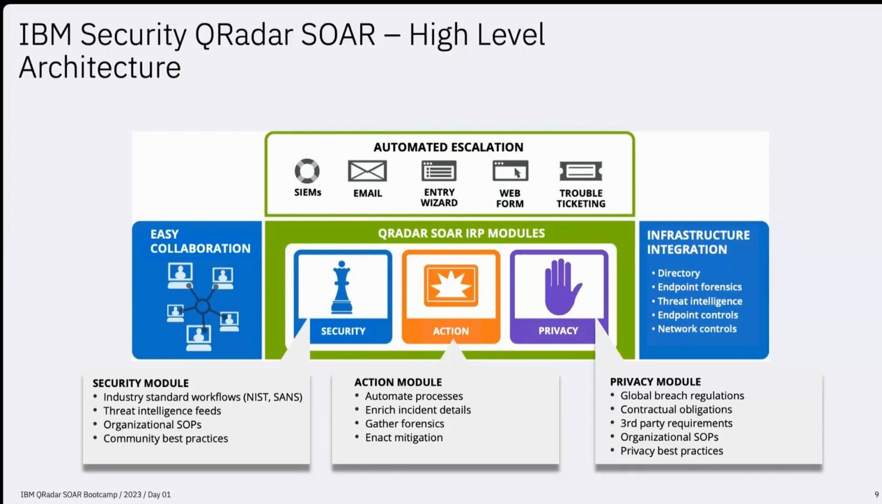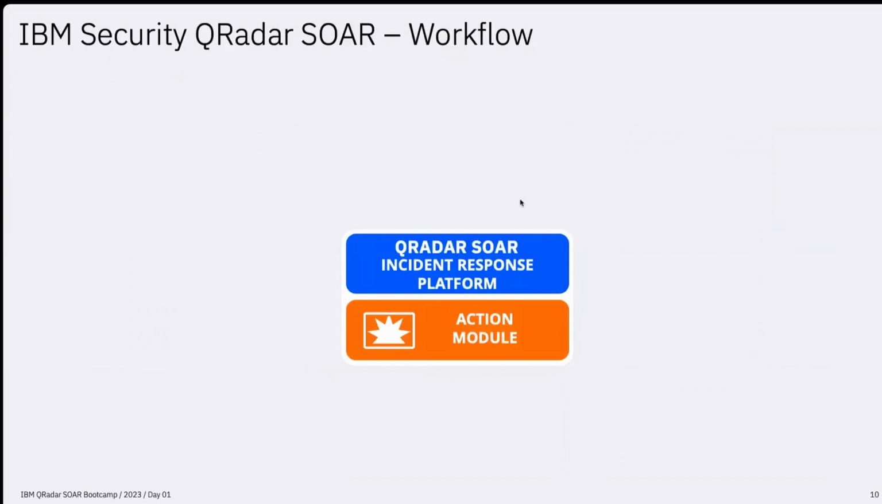Email: we'll talk about how you can configure a dedicated email for your QRadar SOAR, where anyone or any machine can send an email regarding any suspicious activity, and that can also turn into an incident on QRadar SOAR. Using the entry wizard on the SOAR platform, you can enter information and create an incident directly on the platform itself. A web form is also available, and if you are using any ticketing tool, that can also be integrated to generate incidents. So there are various mechanisms using which you can generate an incident on SOAR.